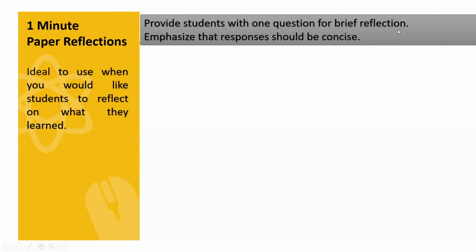I now come to one of the active learning strategies I had mentioned in the earlier slides, called 1-minute paper reflections, or simply 1-minute reflections. This activity is ideal to use when you want your students to reflect on and think about what they have learned in a particular class. In this activity, too much load is not put on the teacher. Neither is it very time consuming for the students or the teacher. This is a simple, brief activity, albeit an effective one.